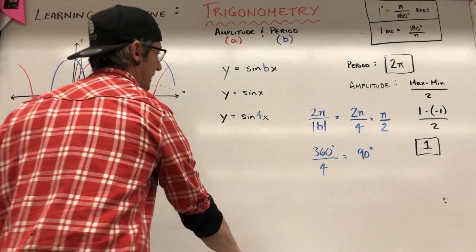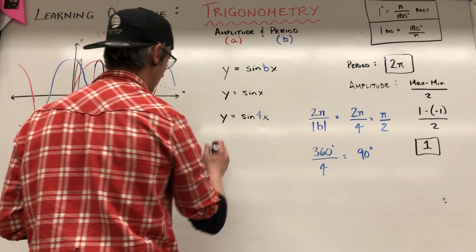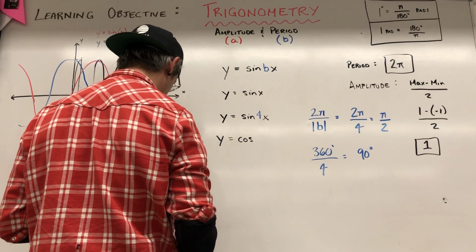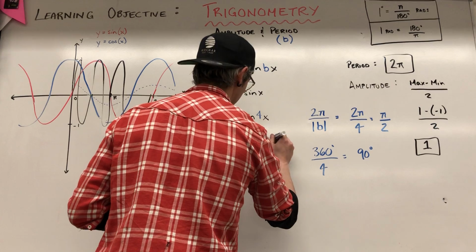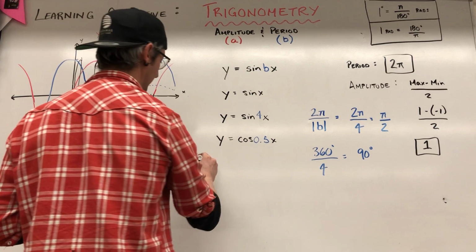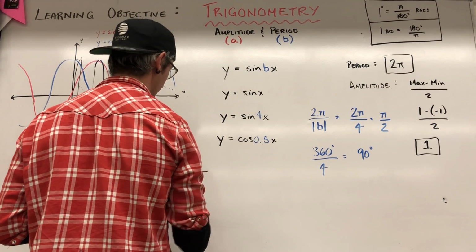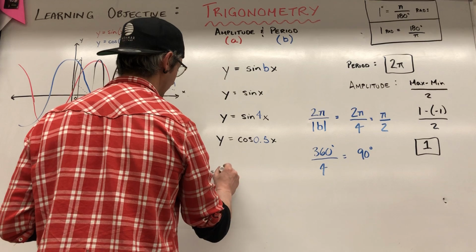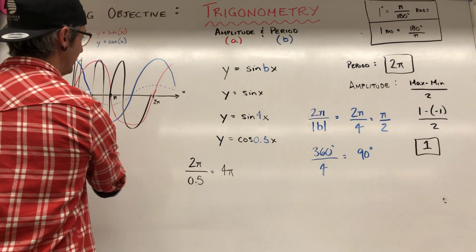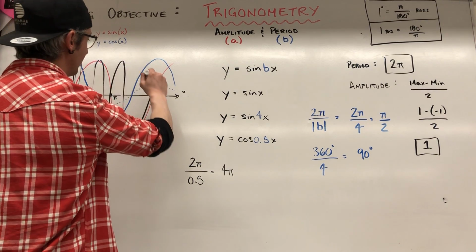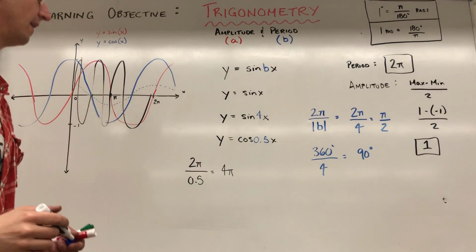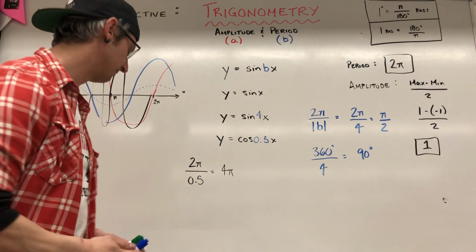So if I gave us something like y is equal to cos of 0.5x, well then to figure out this period, I'm going to go 2 pi divided by the absolute value of b, which is 0.5, and it's going to give me 4 pi. So my new period for this function would actually be a stretch, where one full rotation is going to take double the time. It's only gone halfway by the time we get to 2 pi. It's going to take 4 pi to finish the cycle. So that's how the period works.